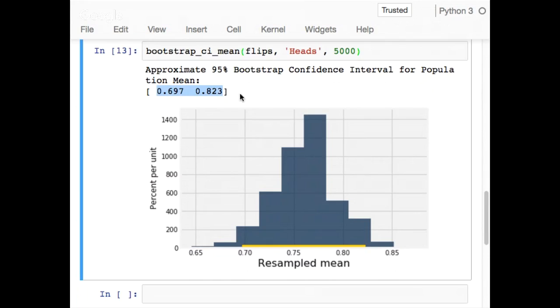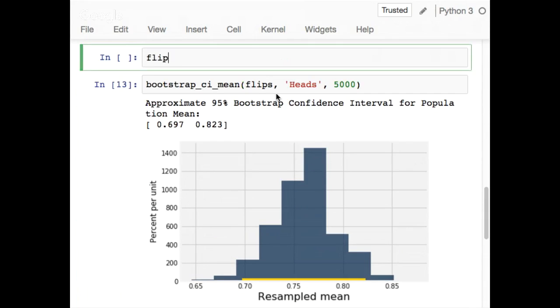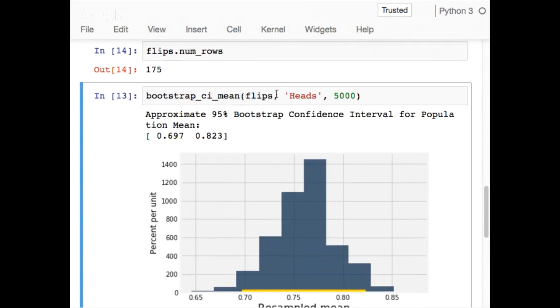Okay. The reason why we can do this is, let's suppose we're running through the normal steps of a hypothesis test. So we set up our null and alternative. Our null is that the coin is fair. Our alternative is that the coin is not fair. And then we choose some test statistic, which is the proportion of heads in however many flips. So we have flips.numRows, here we have 175 flips. So the proportion of heads in 175 flips.